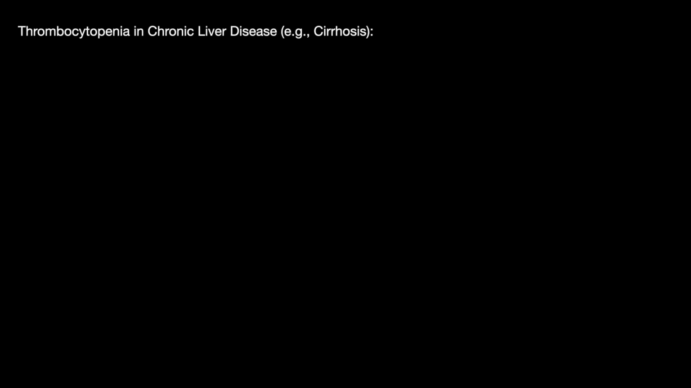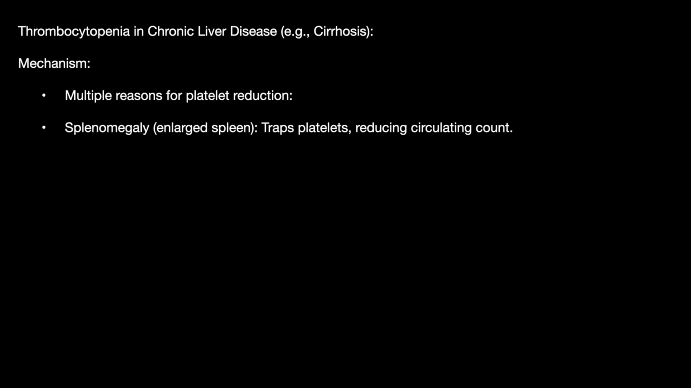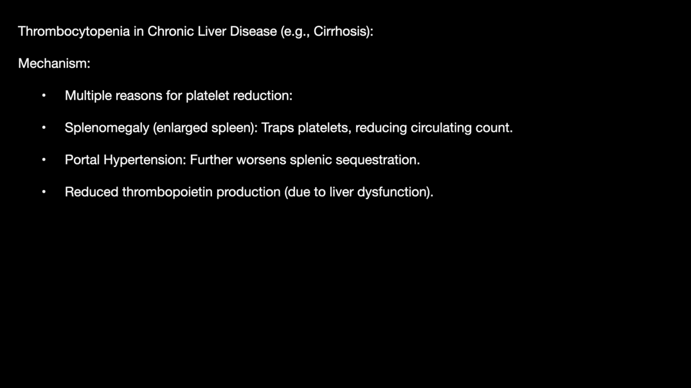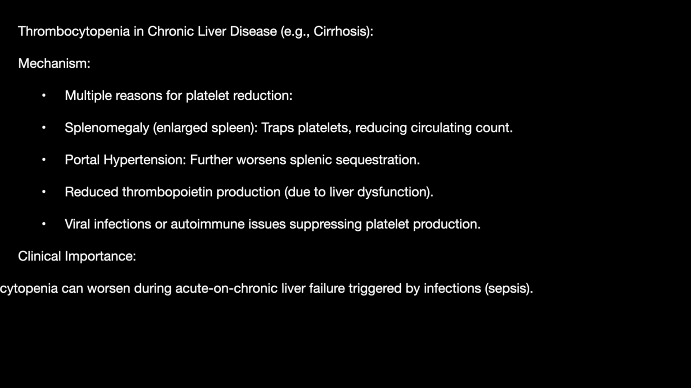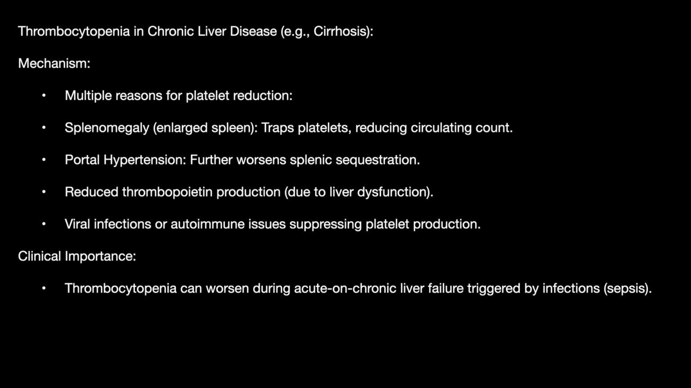Thrombocytopenia of chronic liver disease, this is one of the other conditions, that is cirrhotic patients. They have multiple reasons for platelet decrease, like splenomegaly, which traps the platelets, reducing circulating count. Portal hypertension, further worsening the splenic sequestration, reduced thrombopoietin production because of the liver dysfunction, viral infection and autoimmune issues suppressing the platelet production.